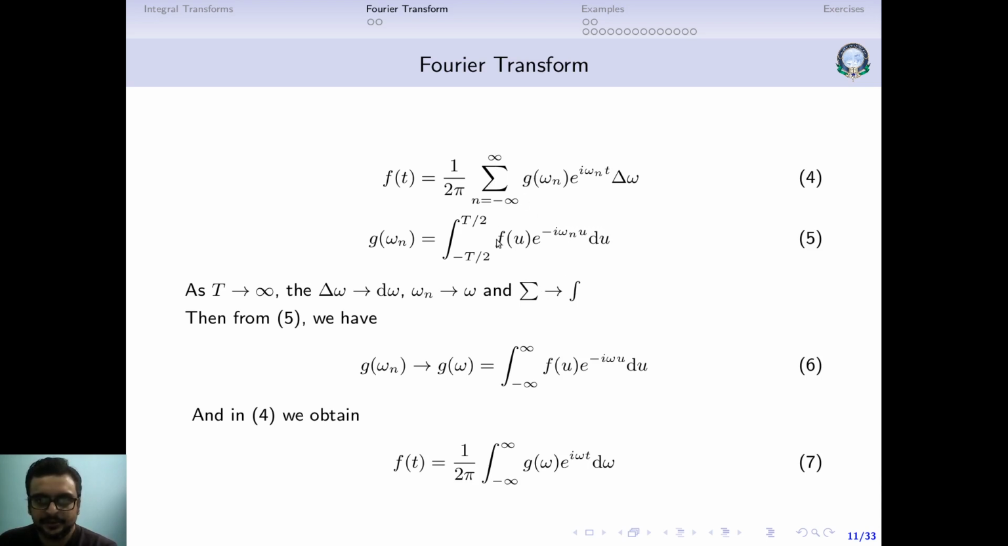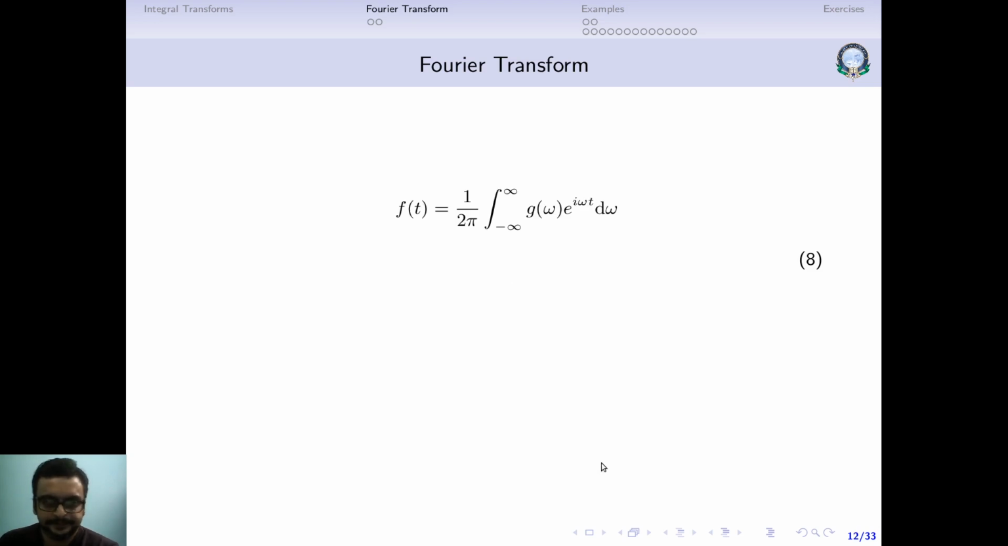So this is going to become an integral. The lower limit will be minus infinity, upper limit will be plus infinity. G of omega n is going to become g of omega e to the power i omega n becomes omega here, and this delta omega, as we saw here, will become d omega. We'll just make the substitution accordingly. So we'll just call this equation number 7.